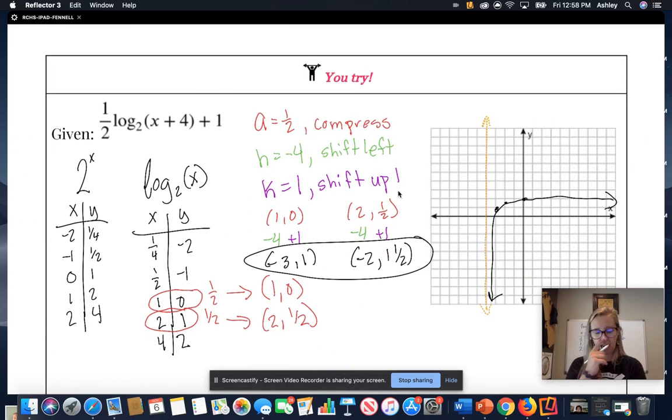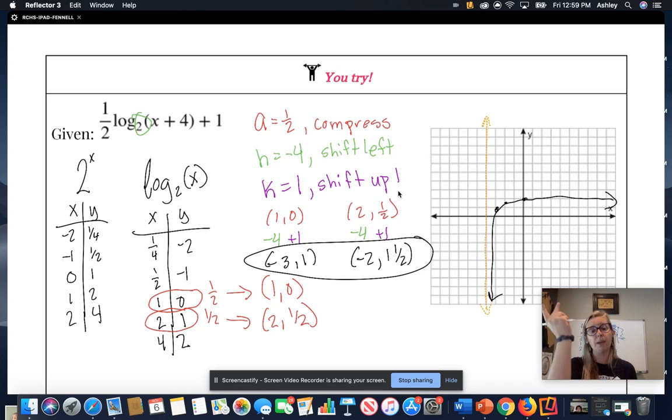All right, now we have an A value of 1/2. This is going to compress our function. Then we also have an H value of -4, so we're going to shift left 4 this time. Our K value is +1, so we're also going to shift up 1. Notice I started by identifying my base is 2, so my exponential would be 2 to the power of x, and my most basic logarithmic function would just be log base 2 of x. So when I evaluate this, -2 would give me 1/4, -1 would give me 1/2, so on and so forth.